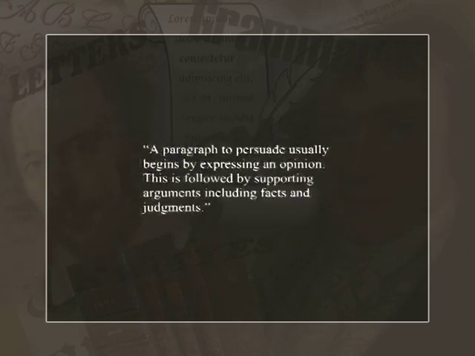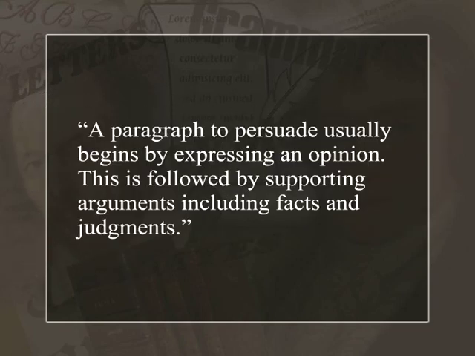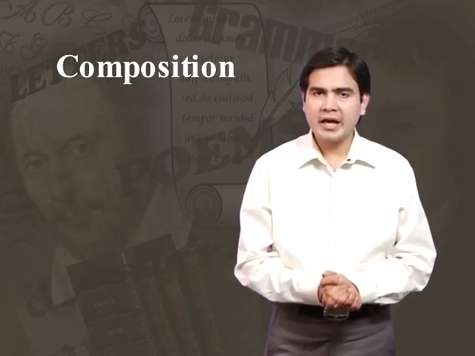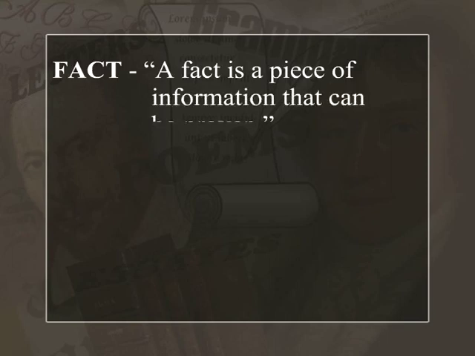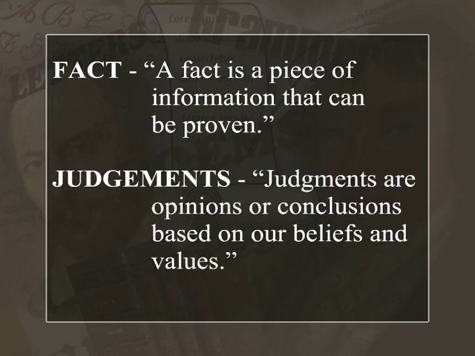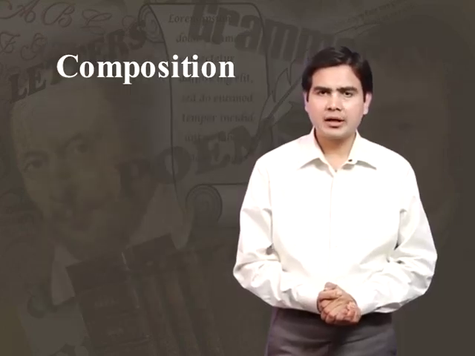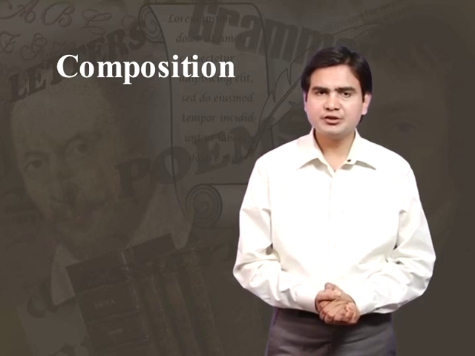A paragraph to persuade usually begins by expressing an opinion. This is followed by supporting arguments, including facts and judgments. Here, we must understand the terms fact and judgment. Fact: a fact is a piece of information that can be proven. Judgments: judgments are opinions or conclusions based on our beliefs and values. You can find such paragraphs on the editorial page of the newspaper.